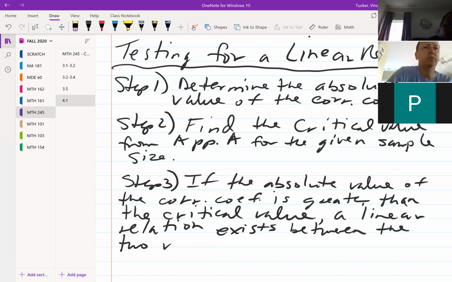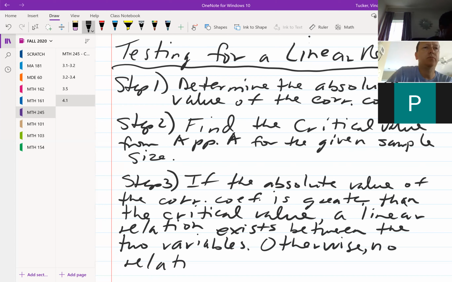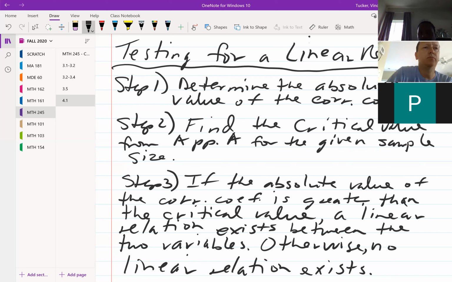Variables, not values. All right, so testing for a linear relation. First, we want to determine the absolute value of the correlation coefficient. Then we want to find the critical value from appendix A for the given sample size. So appendix A is in the back of the book.